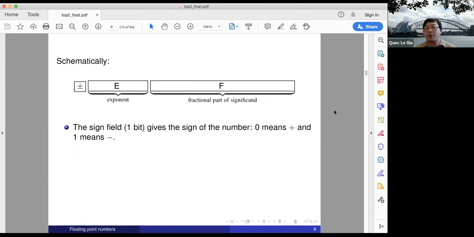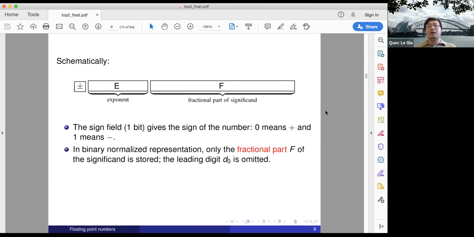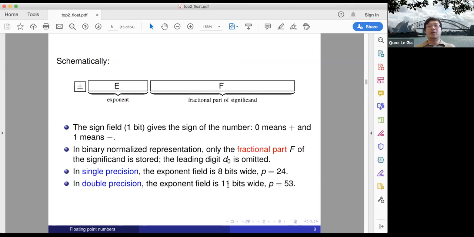So they don't have to store D0, which saves 1 bit. That's exactly right. Now you see that is the next sentence here. In binary normalized representation, only the fractional part is stored because the leading digit is always 1. In single precision, the exponent field is 8 bits. In double precision, the exponent field is 11 bits.